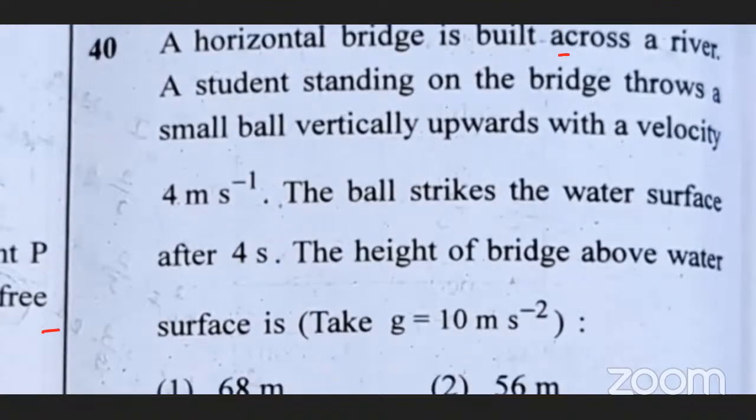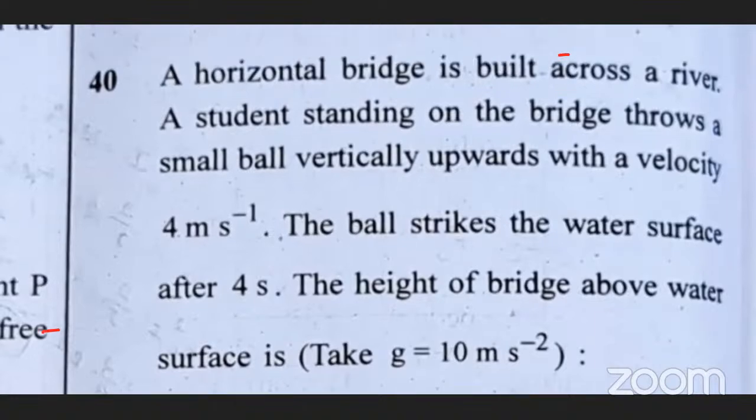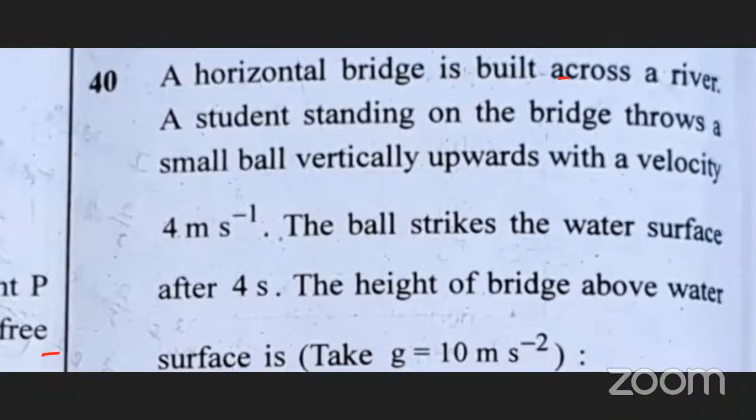So a small boy is throwing a small ball vertically upwards. This is the initial velocity of the ball, so u is given in the question. After 4 seconds, the ball strikes the water surface. We need to find the height of the bridge above the water surface. The g value is given, so for this you can use the kinematics formula.